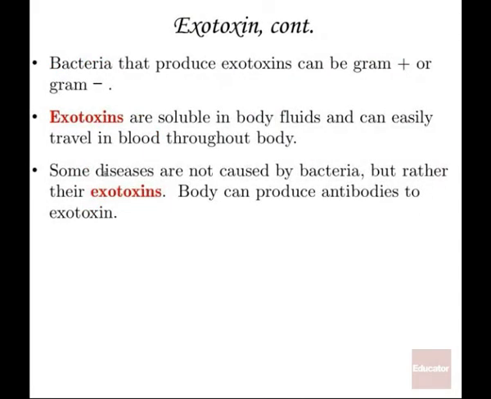So the bacteria that can produce exotoxin are gram-positive and or gram-negative. The exotoxins are soluble, and they can travel in the blood or the lymph. And again, some of these diseases are not caused by the bacteria, they're caused by the toxins. The body can produce antibodies to these toxins, so in that respect, it's not a complete loss. There are some defenses that the host can use to overcome these toxins.